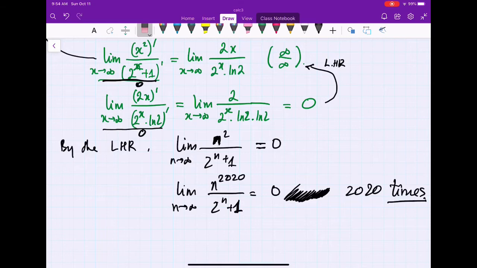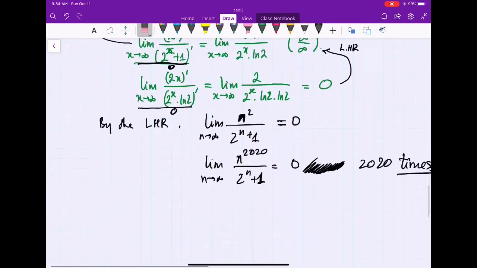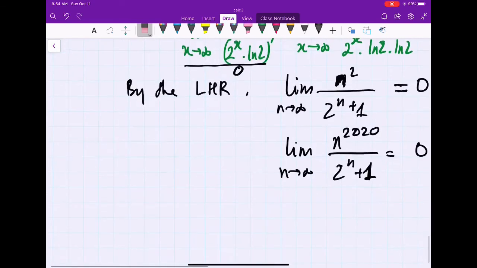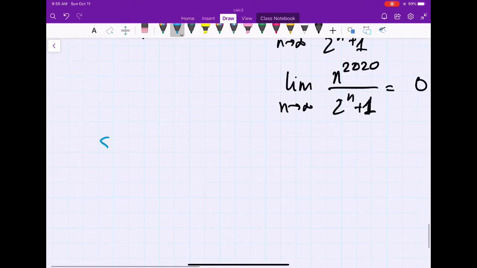And one more technique to find limits of sequences is the squeeze theorem. That is also from the topic of limits. The squeeze theorem.